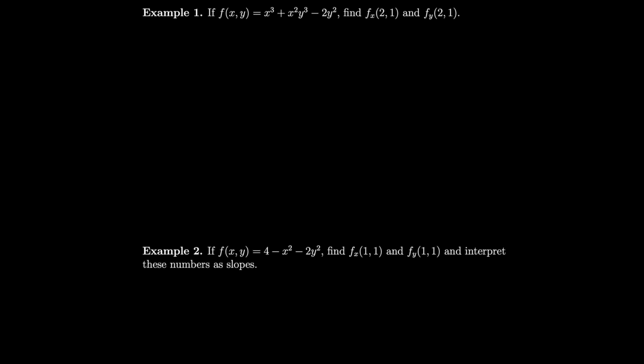So let's do an example. How about we have this multivariate function. Let's find the partial derivatives with respect to x, with respect to y at the point (2, 1). So let's look at the partial derivative with respect to x in general.